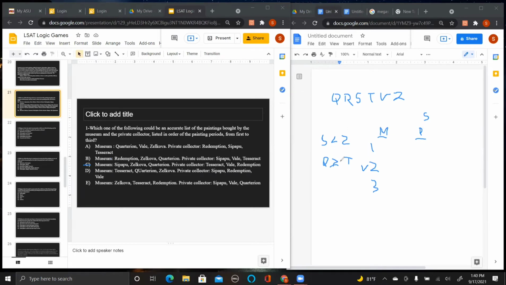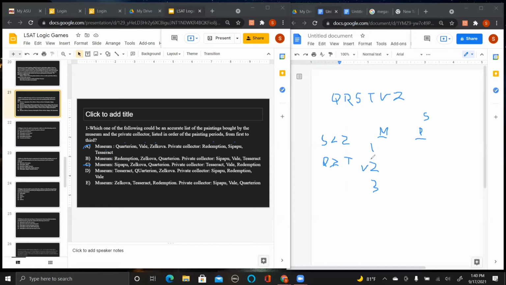Second rule, Quaternion is not earlier than Tesseract. So does anything have, oh, yep, look, this one, Quaternion is first and Tesseract is third. If it's a little confusing to you, see museum first has Quaternion, Veil, and Zelkova. It says it's in order. So first, second, third, and then private collector, first, second, third. So this has Tesseract in period 3 and Quaternion in period 1, which cannot happen because Quaternion has to be either later or the same period as Tesseract. And 1 is earlier than 3.